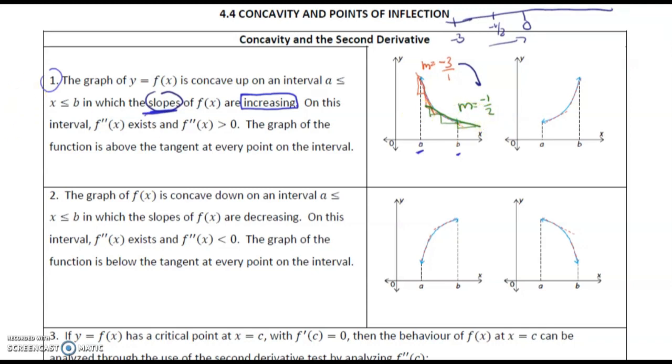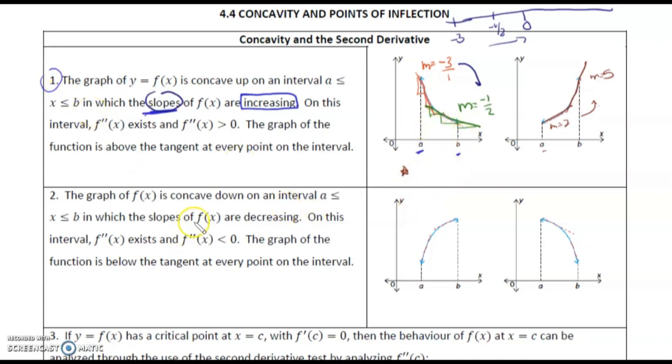And now this one's going to be easy to see when we're going from a to b. This could be the slope of 2, and then this could be the slope of, I don't know, 5. So this increasing one is very easy to see. This one is more difficult. So be mindful of that.